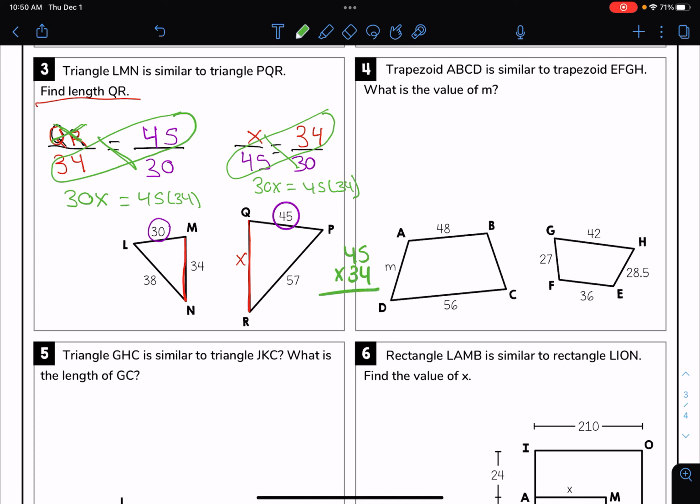Hopefully you're able to see this green on the board. Let me change it to a darker green.